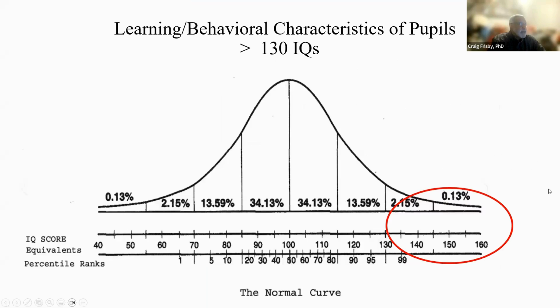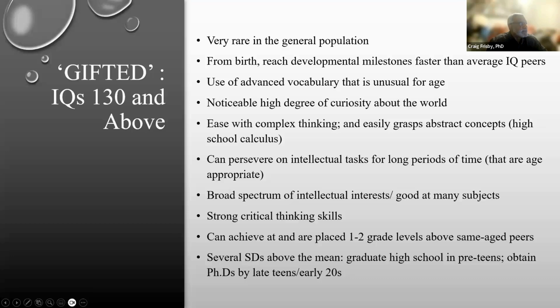And then finally, what do you see with students who are at the extremely high end of the normal curve? These are the students that have IQs above 130. These students are very rare in the general population, but you'll observe that from birth, they tend to reach developmental milestones faster than their average IQ peers. They will tend to roll over faster. They'll tend to walk faster. They'll tend to talk faster than average kids.